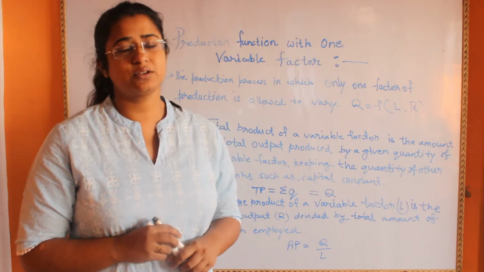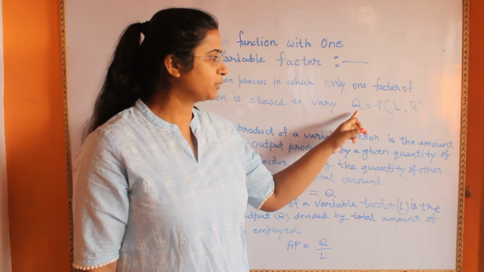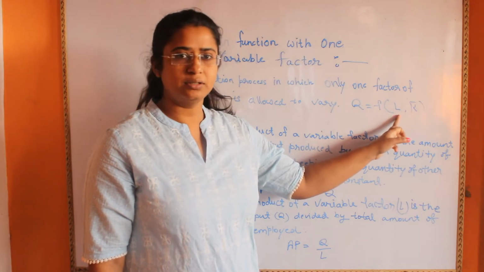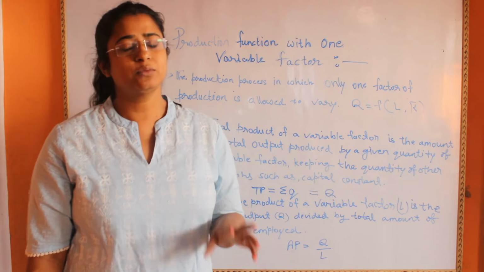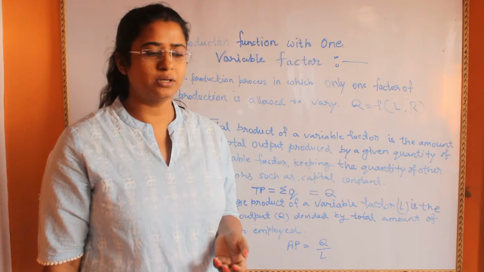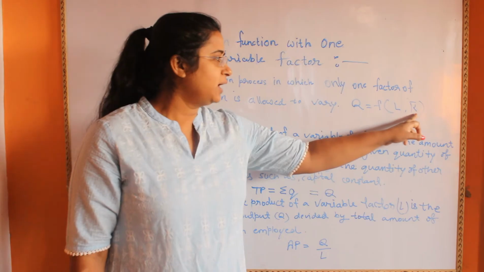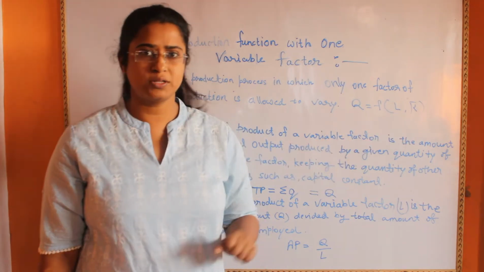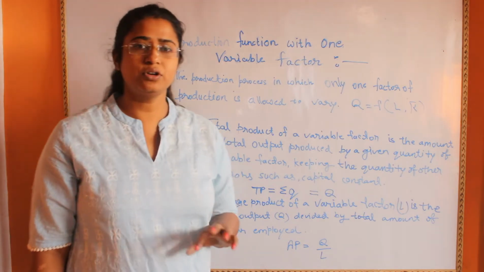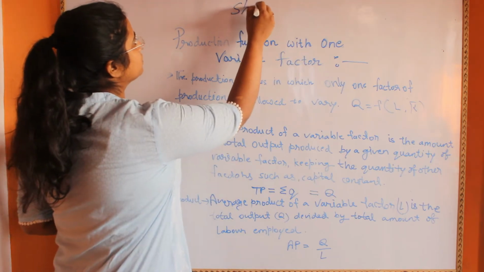are kept as constant. Okay, so here is the formula that Q, the output, is a function of the variable factor labor, because labor is the most variable factor of production which can be changed in the short term, and K is kept constant. Okay, so this analysis is for the short run. This is a short run analysis.